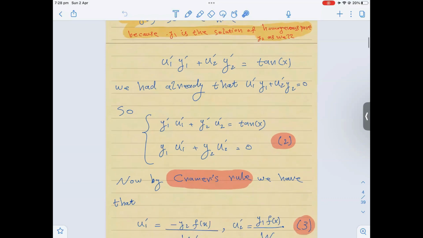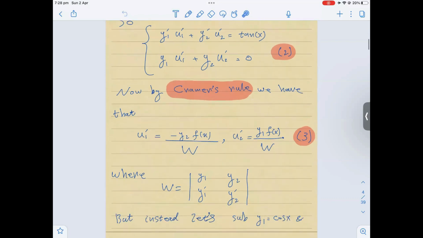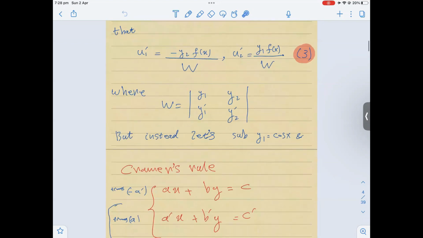So what we can use is Cramer's rule. After using Cramer's rule, u1 prime is this expression and u2 prime is this expression, where W is the Wronskian of y1 and y2. Remember that we chose y1 to be equal to cos x and y2 to be equal to sin x.